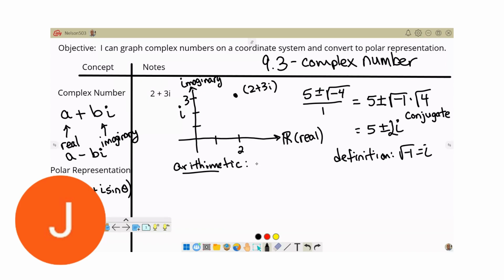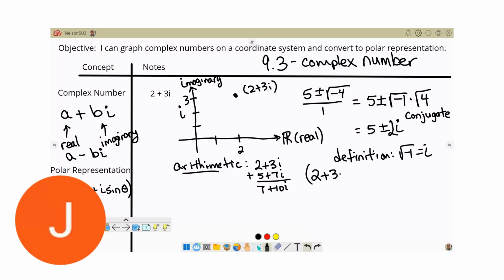So let's say you're adding 2 plus 3i to 5 plus 7i. Well, it's super easy to add complex numbers. You just add the real parts, you get 7. You add the imaginary parts, and you get 10i. I mean, that's ridiculously easy. No one needs polar representation for that. Let me show you a place where you would need polar representation.